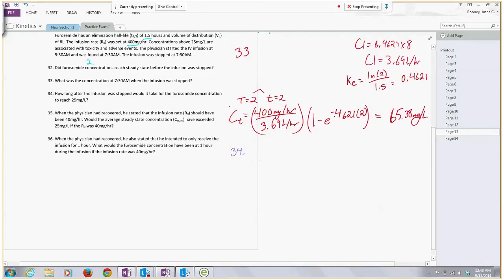Alright, so this one, sorry, I'm adjusting my microphone. How long after the infusion stops would it take for the furosemide concentration to fall? So basically, we have this, we stopped it, trying to figure out when. So we found out that it's at 65 up here. When does it come back down to 25? That's what we're trying to figure out.